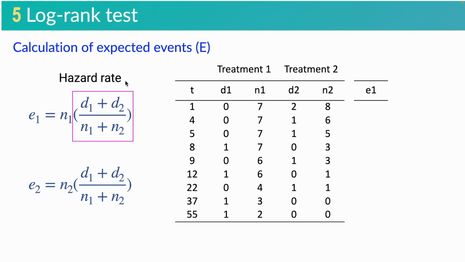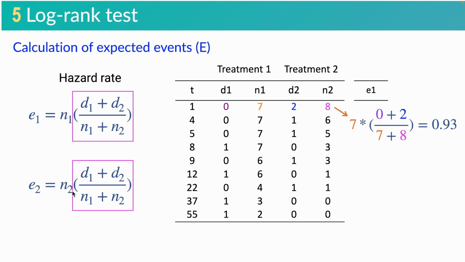The hazard rate or expected event for group 1 is calculated by this equation, in which N1 and N2 are the number of patients alive in treatment 1 and treatment 2 at each time point, and D1 and D2 are the number of patients died in treatment 1 and treatment 2 at each given time. And this is the equation to calculate the expected event for treatment 2. It is similar to the first equation except for the number of patients alive here.